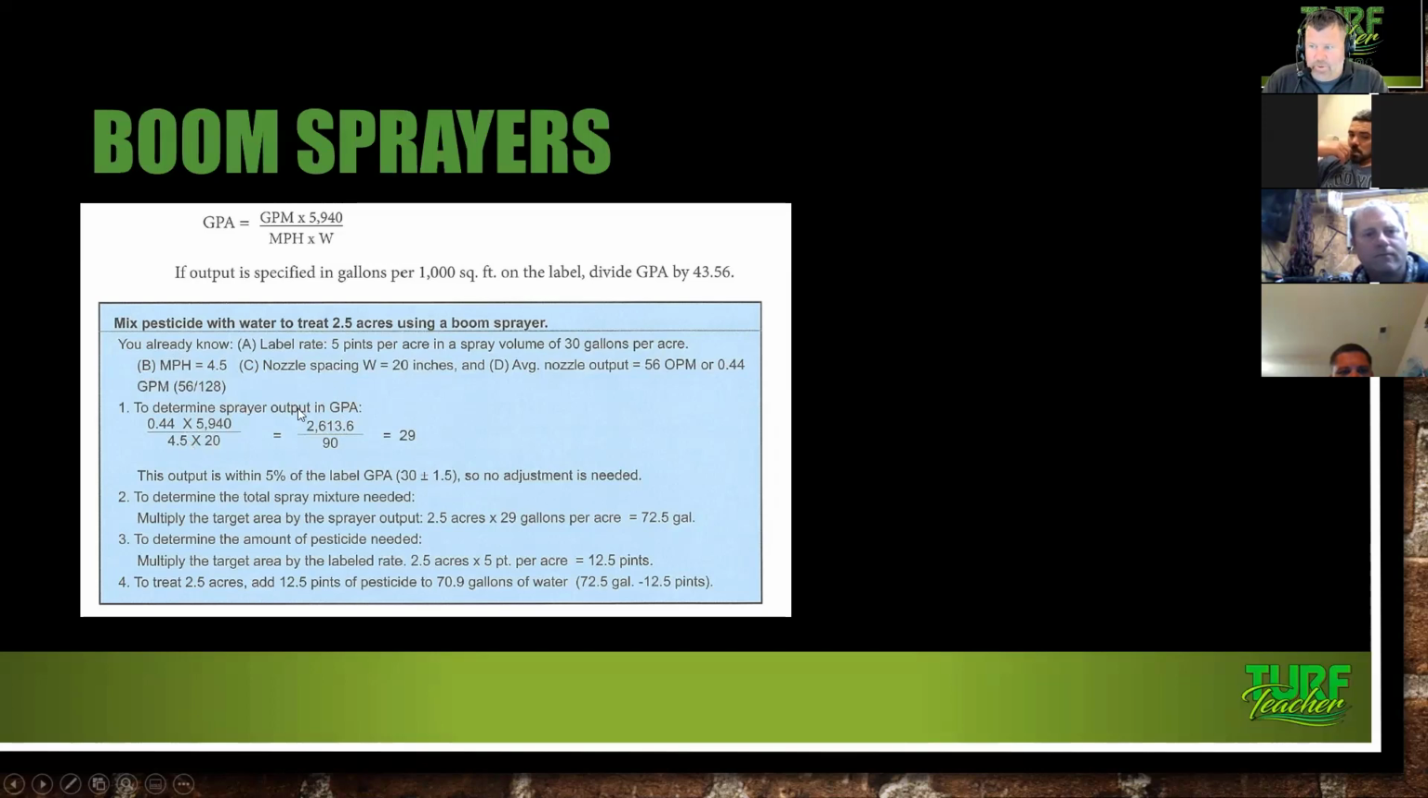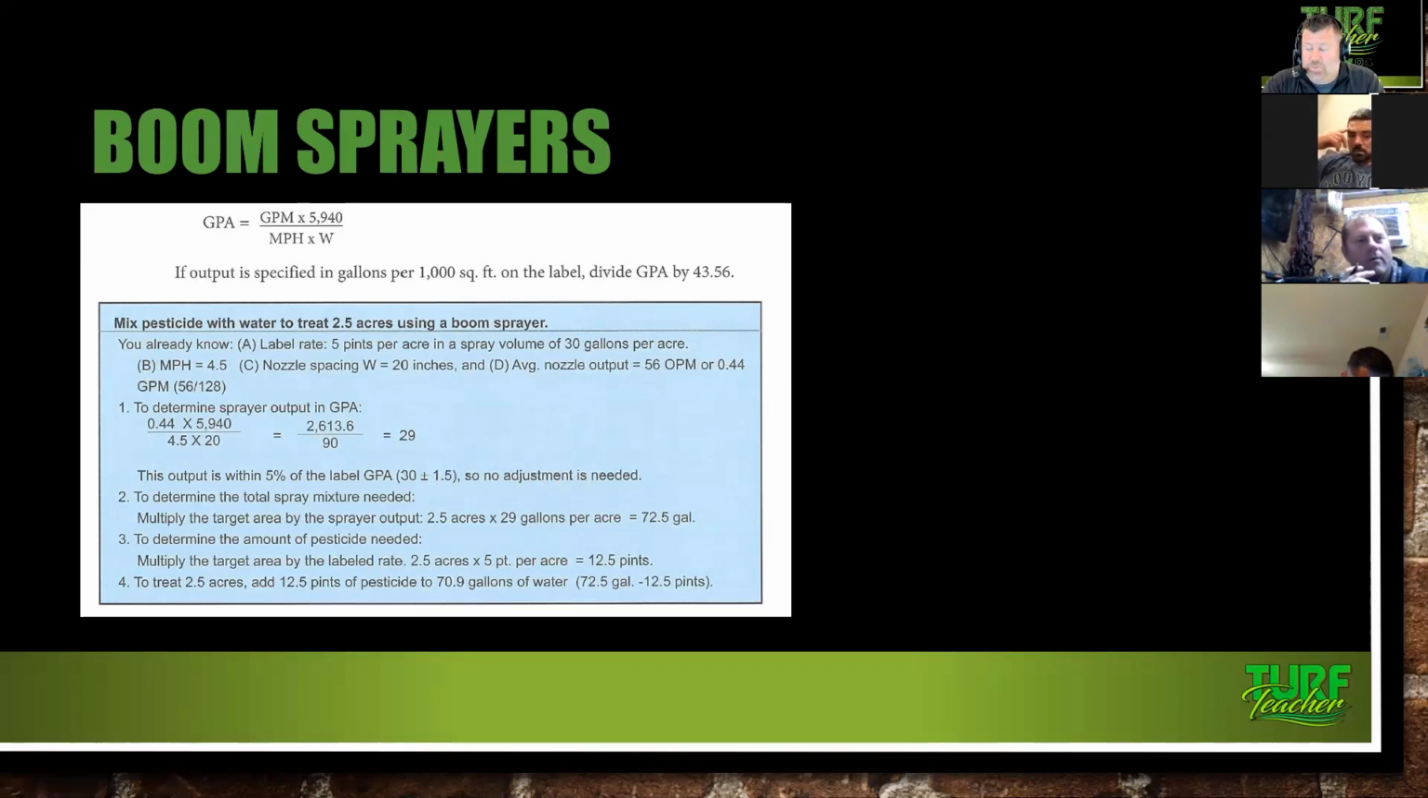So to determine sprayer output in gallons per acre, the 0.44 times the 5,940 times the 4.5 miles per hour, divided by our nozzle spacing of 20, equals 29. That's 2,613.6 divided by 90. This output is within 5% of the label GPA, gallons per acre. So what is the 10%? The 30 plus or minus 1.5. So no adjustment is needed. We are within it with 29. So we're good to go.